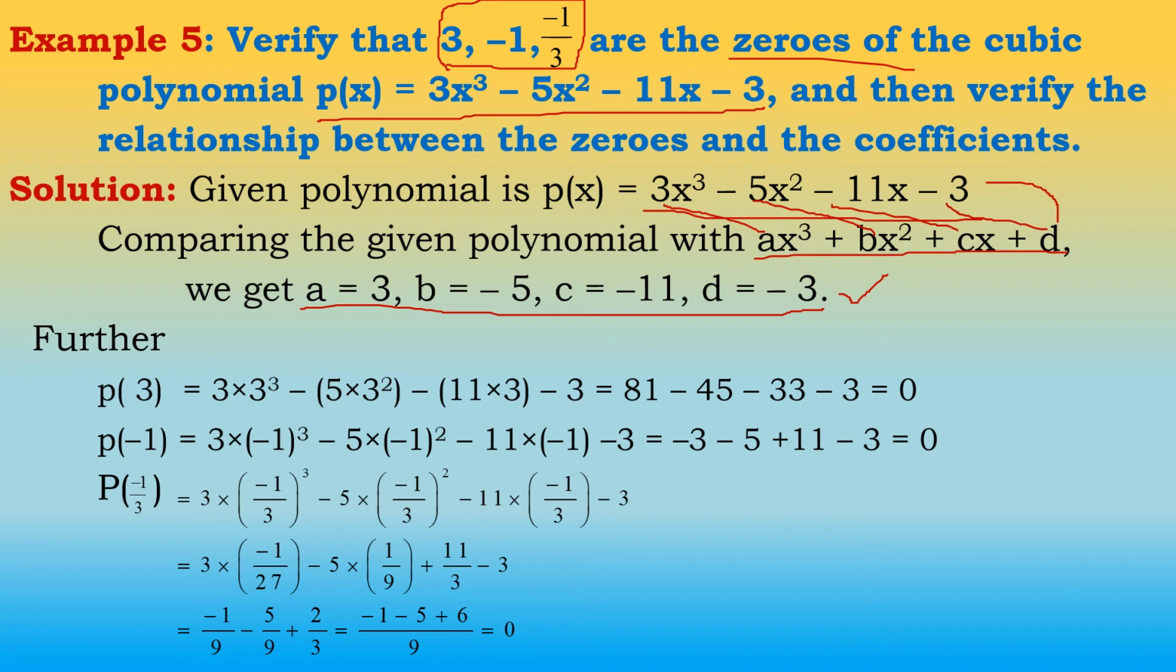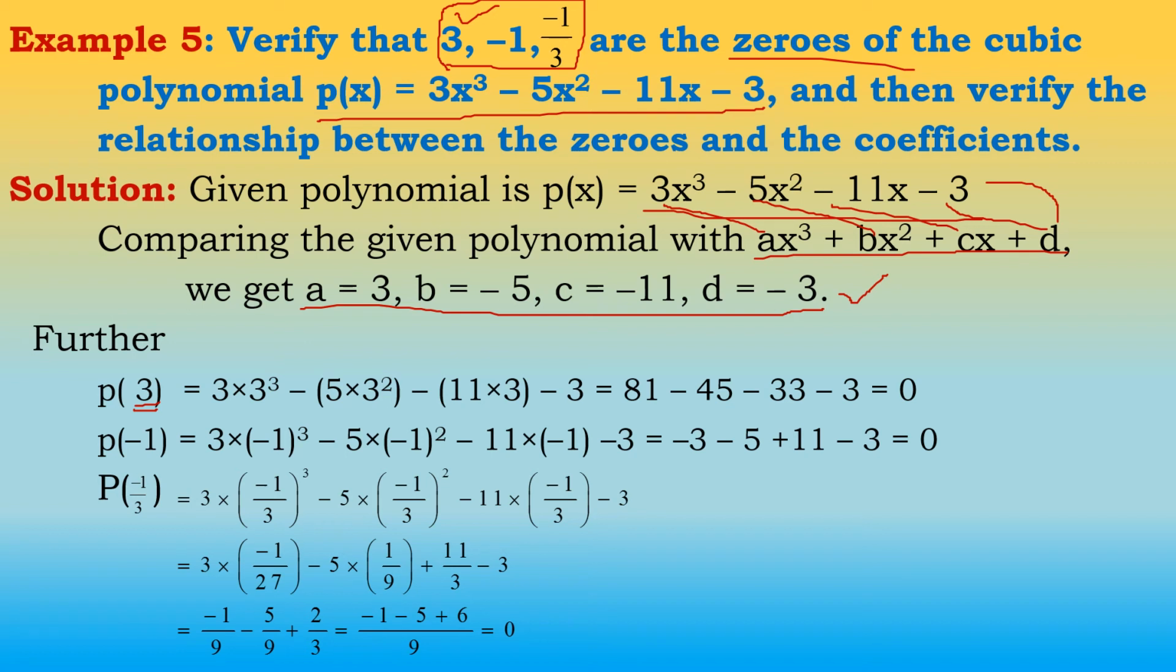All these are nothing but coefficients. We need these coefficients to find the relation between zeros and coefficients. So let it be. Now what I am doing? First, replacing x as 3 in the polynomial. In the given polynomial 3x cube minus 5x square minus 11x minus 3, I am replacing the x value as 3 and simplifying. Let us see what we are going to get.